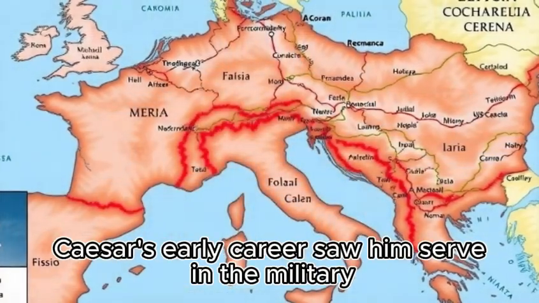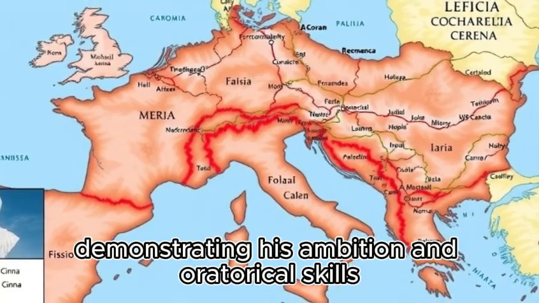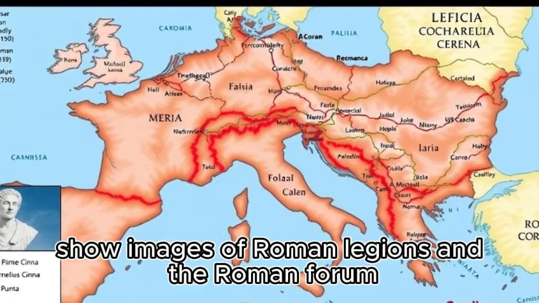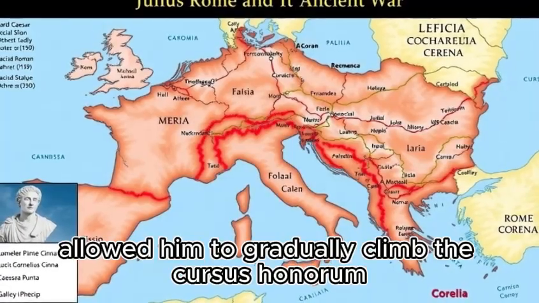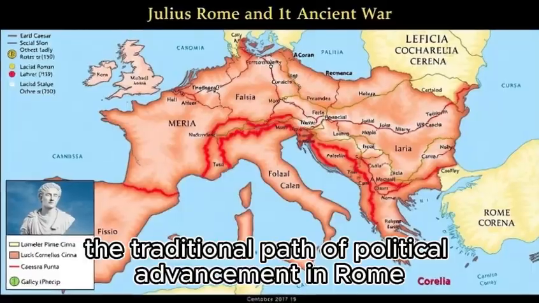Caesar's early career saw him serve in the military and as a lawyer, demonstrating his ambition and oratorical skills. Show images of Roman legions and the Roman Forum. His charisma and connections allowed him to gradually climb the cursus honorum, the traditional path of political advancement in Rome.